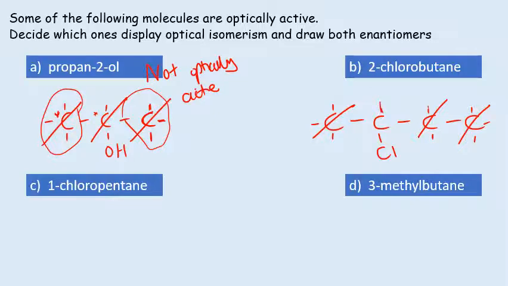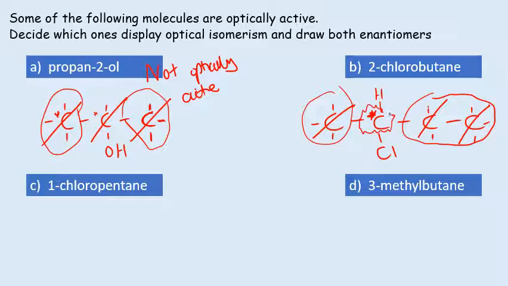This one's looking promising though here. It's got a H, it's got a Cl, it's got a CH3 and a C2H5. Remember, these two groups are definitely not the same as each other. C2H5 is definitely different to a CH3. So this is a chiral carbon. So this carbon here is definitely a chiral carbon.